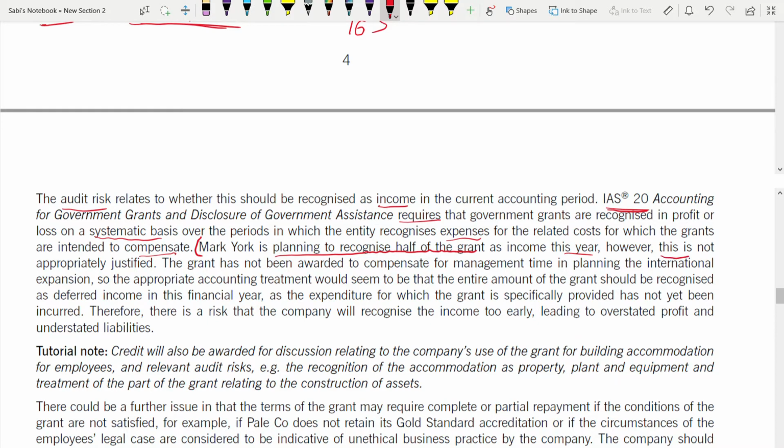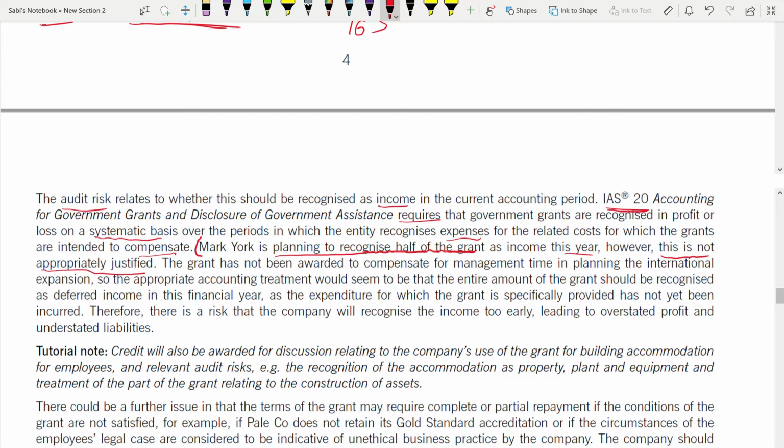However, this is not justified. This is not appropriately justified. You have to write it. First you are writing the IAS 20 rules, then you are saying what the company is doing, then you are saying it is not appropriately justified. The grant has not been awarded to compensate for management time in planning the international expansion.